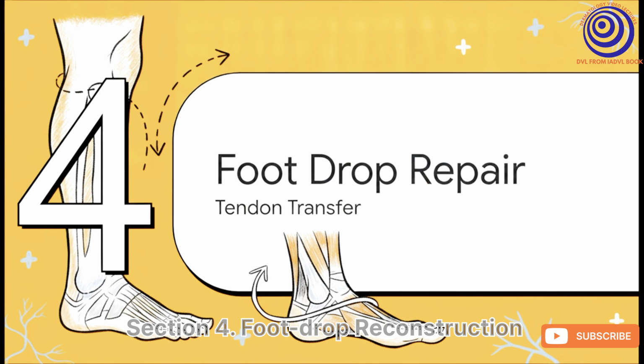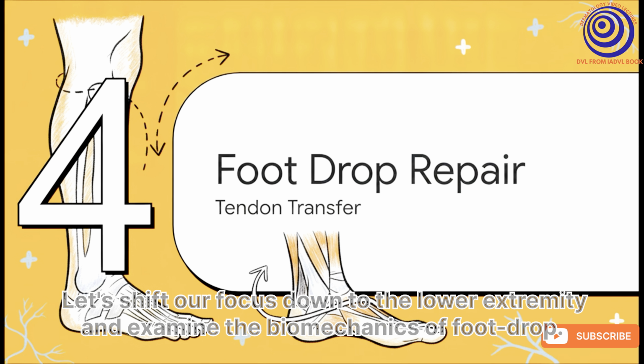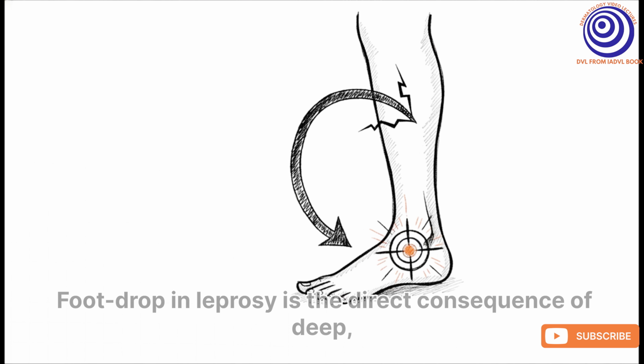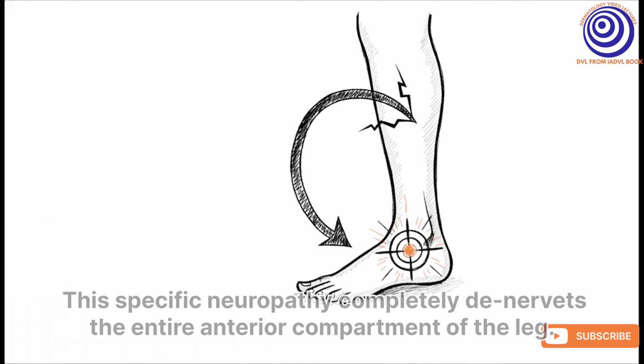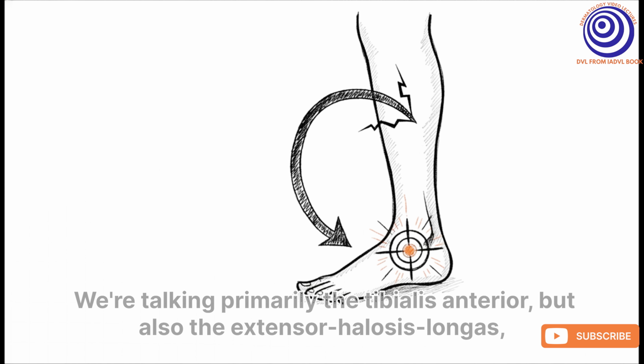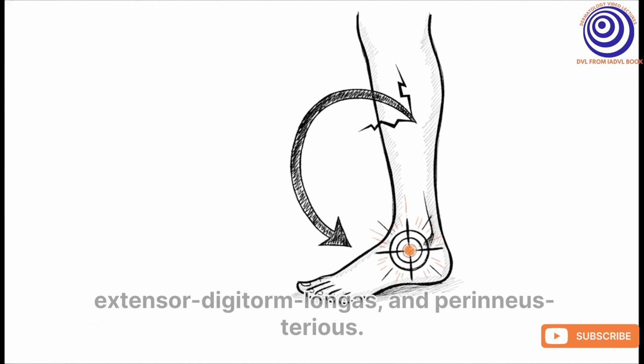Section 4. Foot drop reconstruction. Let's shift our focus down to the lower extremity and examine the biomechanics of foot drop. Foot drop in leprosy is the direct consequence of deep peroneal nerve paralysis. This specific neuropathy completely denervates the entire anterior compartment of the leg. We're talking primarily the tibialis anterior, but also the extensor hallucis longus, extensor digitorum longus, and peroneus tertius.